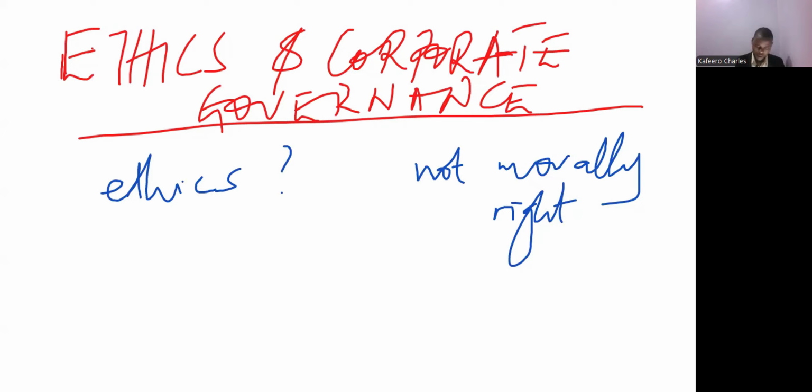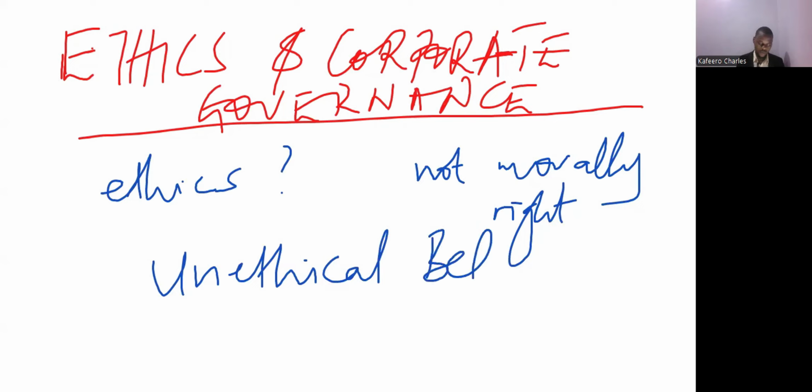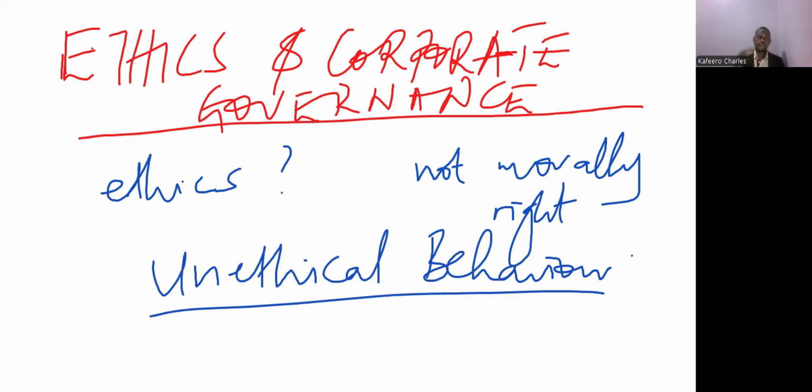So we want to understand ethics, but just get it from the basic point of view: anything that you do that is not morally right will be regarded as unethical behavior. We always look at it from the unethical point of view, because that's what we don't want people to be doing.